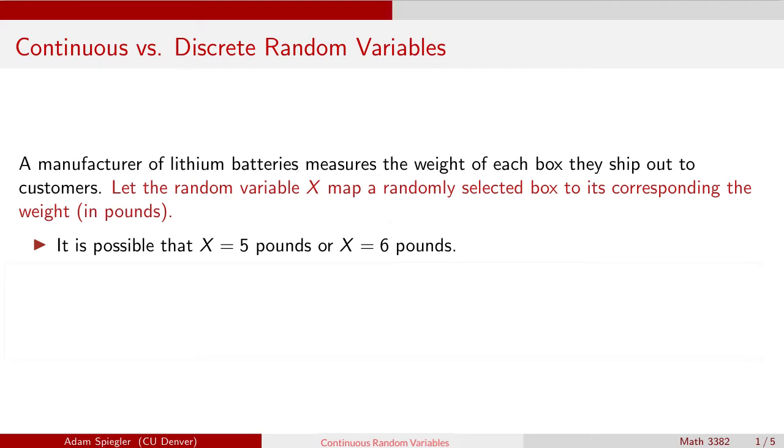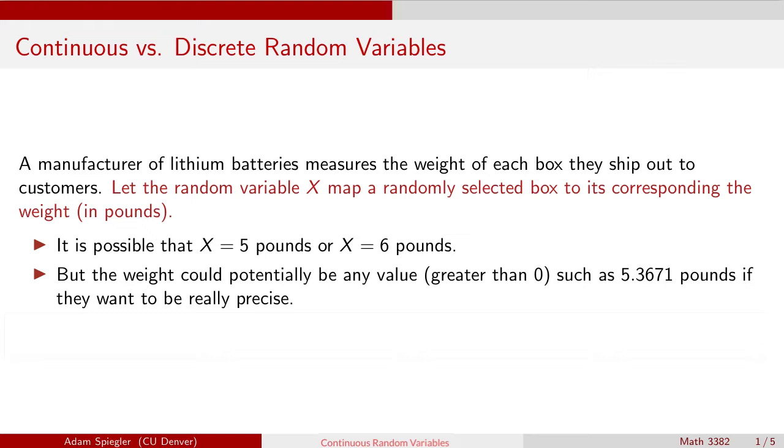But when we're measuring weights of boxes, this could be any value actually between, say, 0 and infinity. So you pick a randomly selected shipment, it's probably not going to weigh exactly 5 pounds or exactly 6 pounds, but if we could measure its weight more precisely, we would see that it's something like 5.3671 pounds. So one thing to notice here is that it is possible for a random variable to map to a value which is not an integer, for example when we're measuring weights.